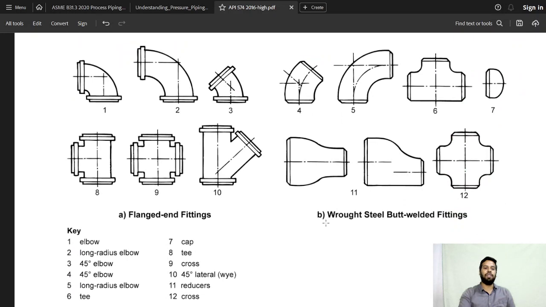So these are different kinds of fitting. You have a 90-degree bend, an elbow, long radius elbow, 45-degree bend, T-joint, cross joint, Y-joint. These are flanged end fittings. These are wrought material fittings. In this case, this is also 45, this is 90, this is T, this is a cap, this is a reducer section, this is an eccentric reducer section, and this is a cross section. Okay.